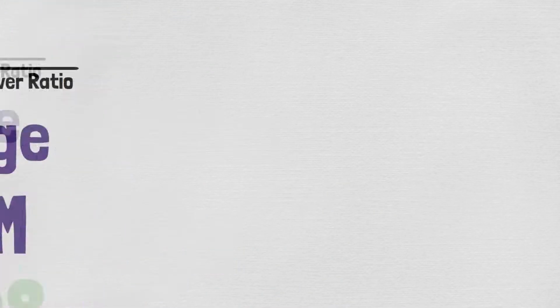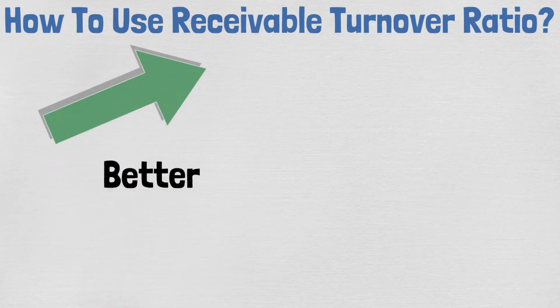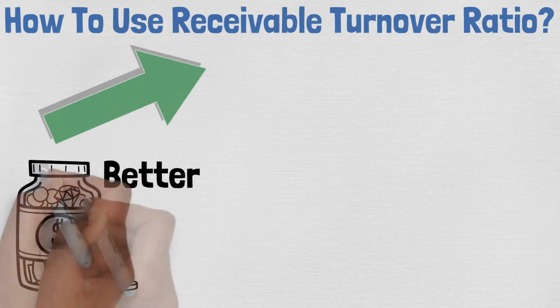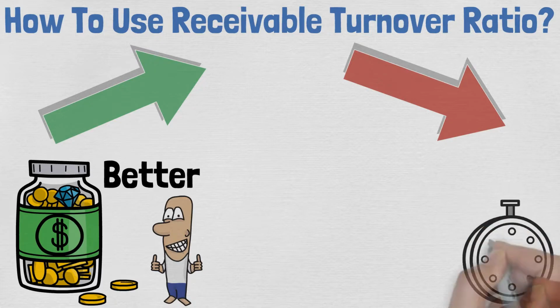So what does the receivable turnover ratio tell us? The higher the ratio is, the better. This means that the company is collecting accounts receivable efficiently and that the customers of the company are able to pay their debts. The lower the ratio is, the longer it takes for the company to receive the money.